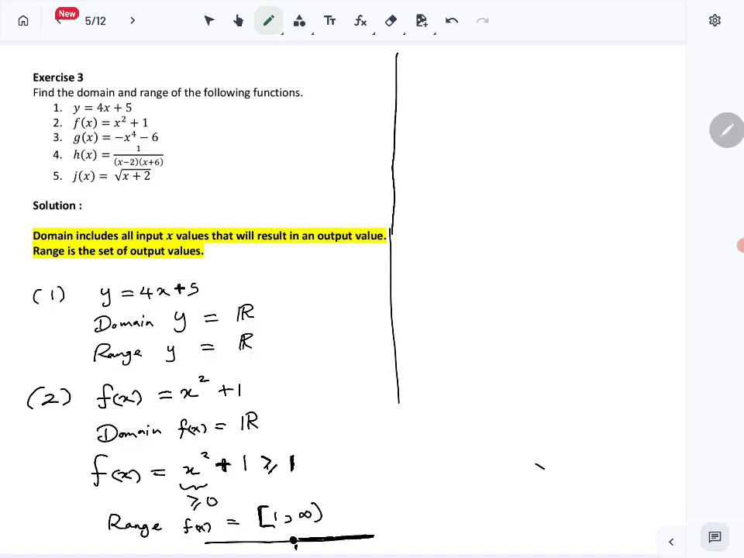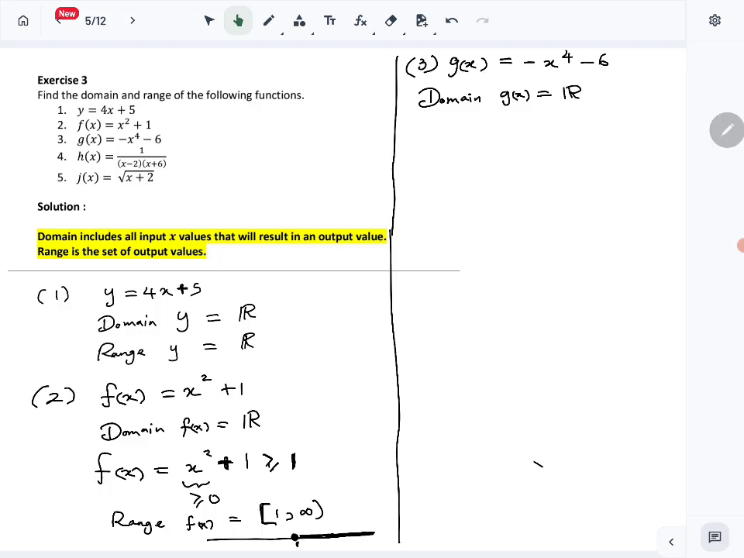Okay, then let's look at number 3. So for number 3, the domain is also clear now. It's similar to the first two. Any real number works. If you put a positive number, you get an output back. If you put a negative number, you get an output back. Zero also works. So domain is all real numbers. Now the range you have to be careful about because of this x to the fourth power, right?